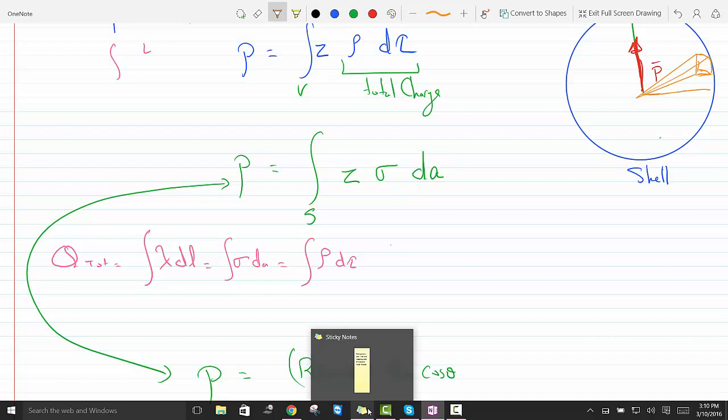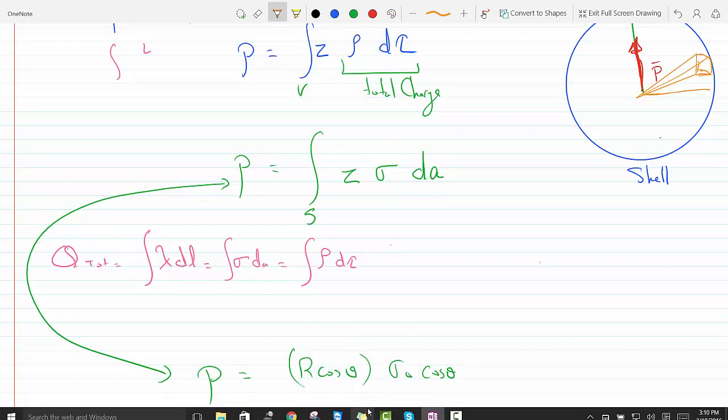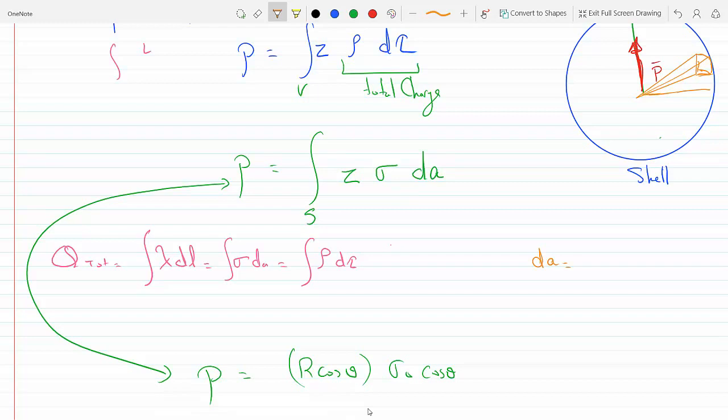So dA, let's do it here. Here there is no R dependence. So this will be dl theta, dl phi, dl theta dl phi, pointing in the R direction. And of course this is a vector.